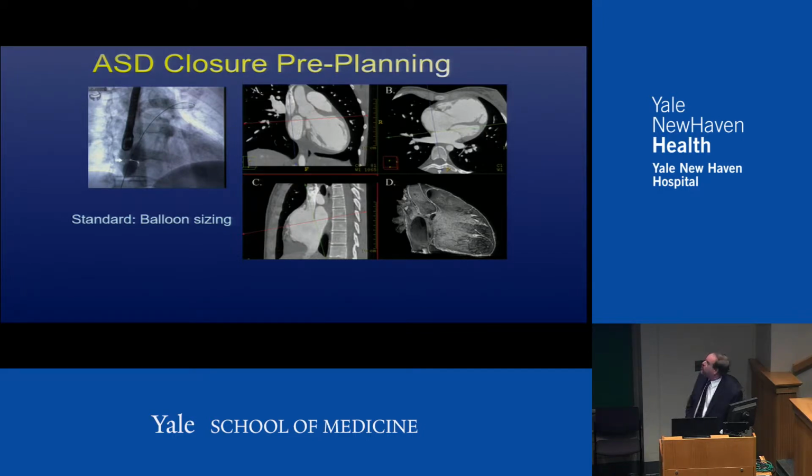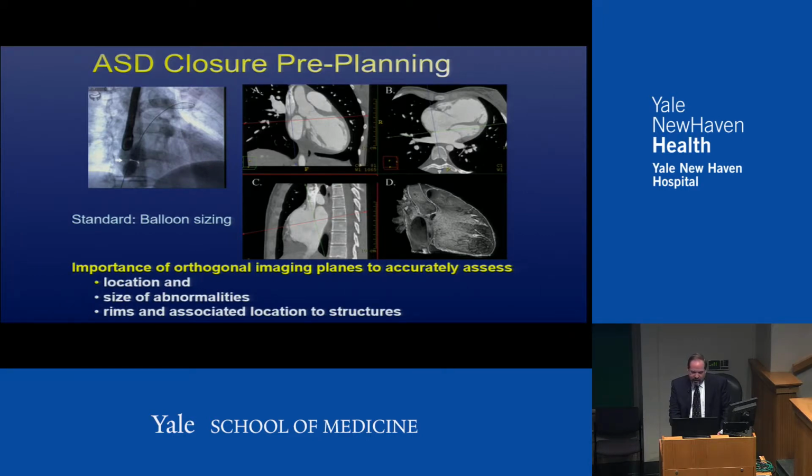But what's most important, if you look at the lower left panel, see how there's no inferior rim? There's no way that this device is going to stay in position. It's going to pull through. And so there's no reason to even do this procedure percutaneously. This is a surgical procedure, and you can see the volumetric display on the next one. So again, location, size, and rims are really important for defining atrial septal defects and how we can do this.